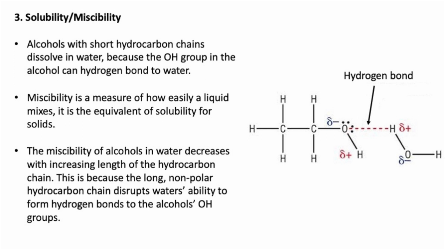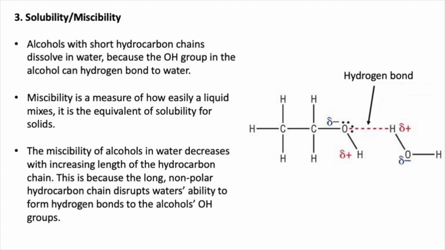The miscibility of alcohols in water decreases as the hydrocarbon chains get longer. This is because the longer the hydrocarbon chain, the more it disrupts water's ability to form hydrogen bonds to alcohol's OH groups. Therefore, the most soluble alcohols are alcohols such as methanol and ethanol. And once you start getting to pentanol, hexanol, etc., the alcohols aren't very soluble in water.